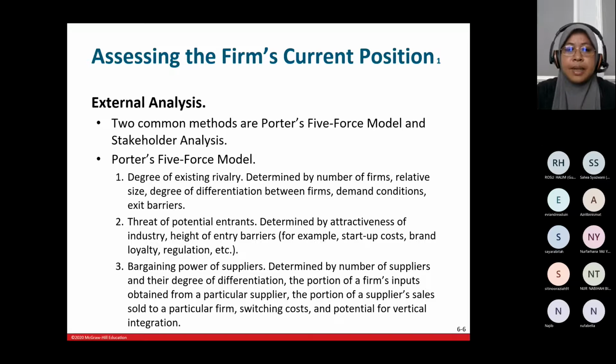And bargaining power of supplier is determined by the number of suppliers and their degree of differentiation, the portion of the firm's input obtained from a particular supplier, the portion of the supplier's sales sold to a particular firm, switching costs, and the potential for vertical integration.